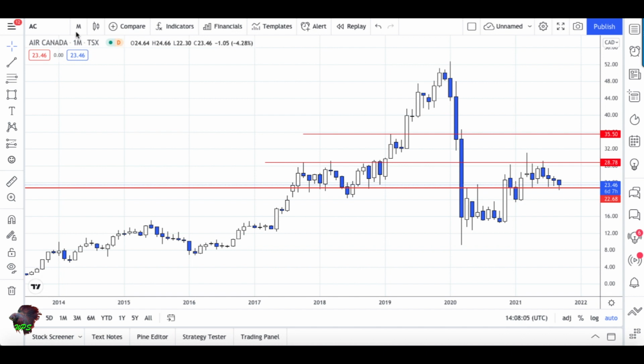We are looking at the Air Canada stock. It's a monthly chart. Since it's pretty much the end of the month, we have about 6 days and 7 hours to finish the month.